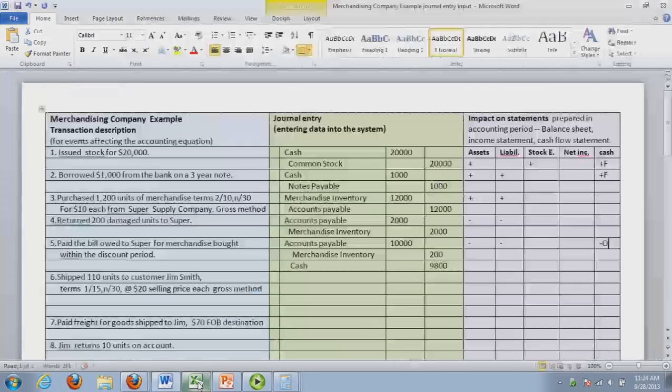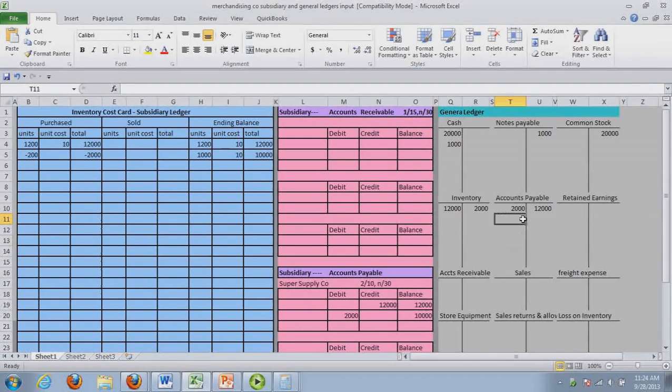So accounts payable subsidiary, merchandise inventory subsidiary, and of course the general ledger. Maybe we should do the general ledger first. So we have accounts payable going down by 10, and you can see here it's going to come out to 0, and that's what you want. You only have one supplier you fully paid. Cash is going to go down by 9,800, and inventory gets a 2% discount, so we're going to lower that as well.